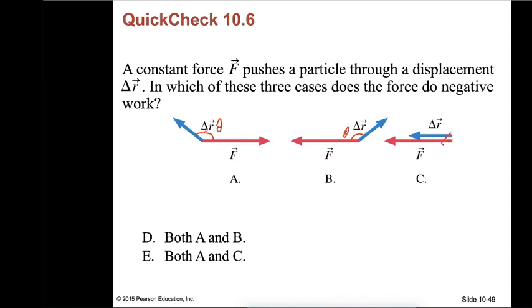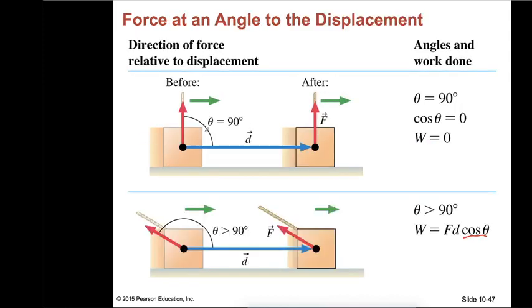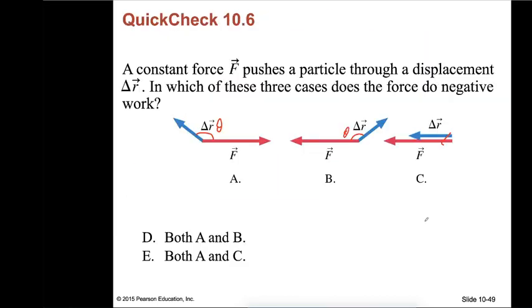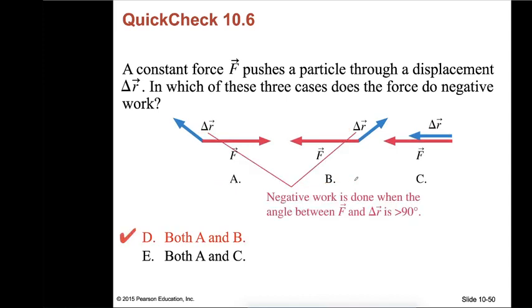When theta is greater than 90, the force is doing negative work because cosine theta, for theta greater than 90, is negative. So the answer should be A and B, which is D.